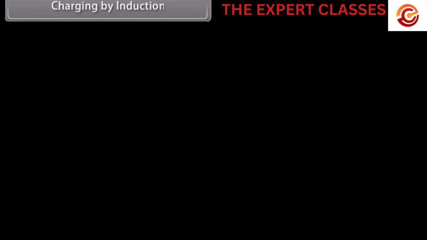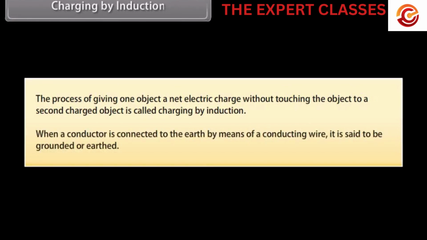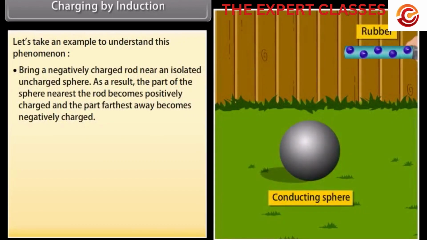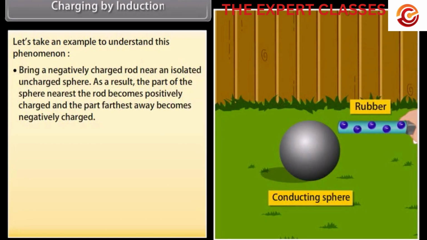Charging by induction. The process of giving one object a net electric charge without touching the object to a second charged object is called charging by induction. When a conductor is connected to the earth by means of a conducting wire, it is said to be grounded or earthed. Let's take an example to understand this phenomenon. Bring a negatively charged rod near an isolated uncharged sphere. As a result, the part of the sphere nearest the rod becomes positively charged and the part farthest away becomes negatively charged.